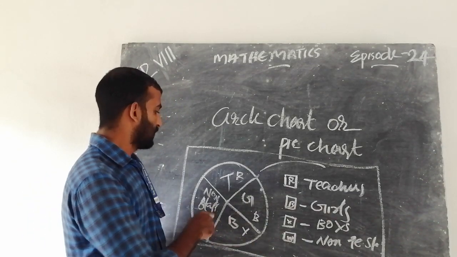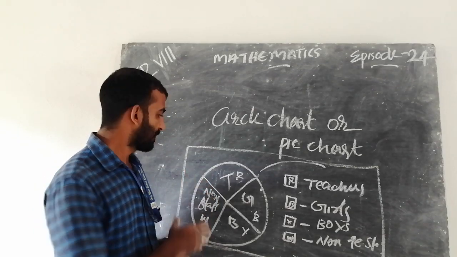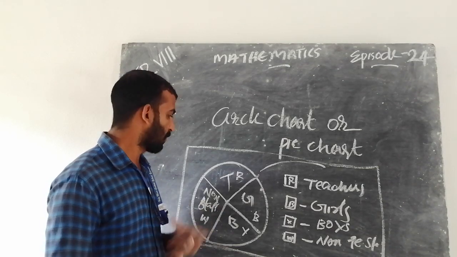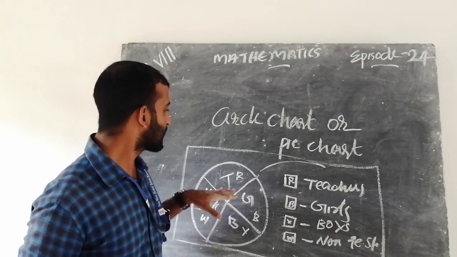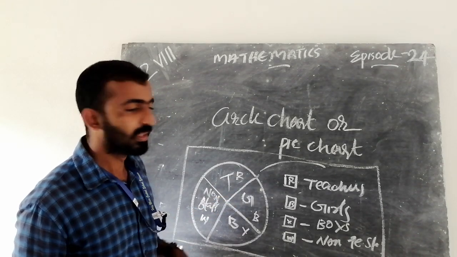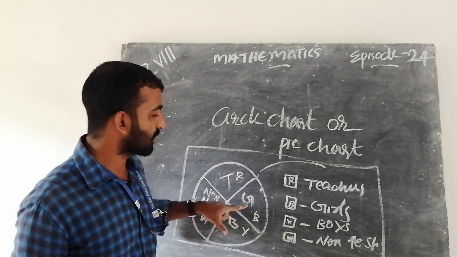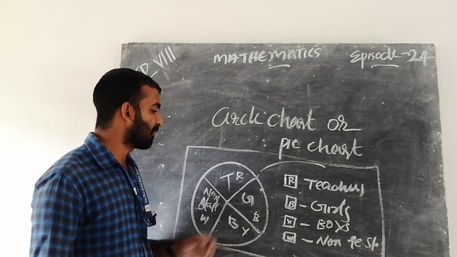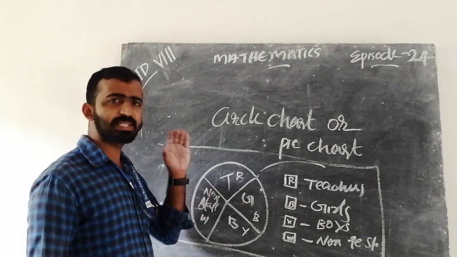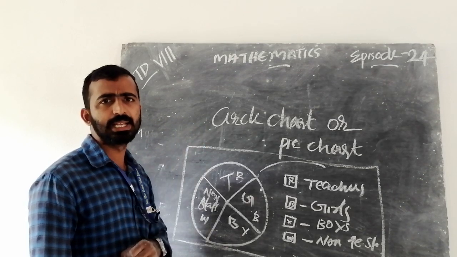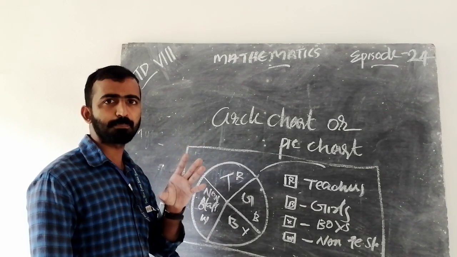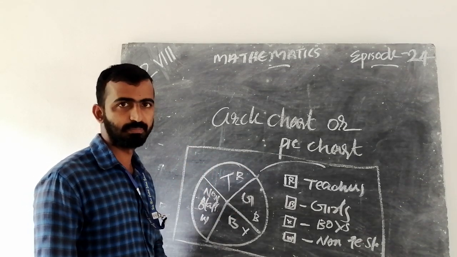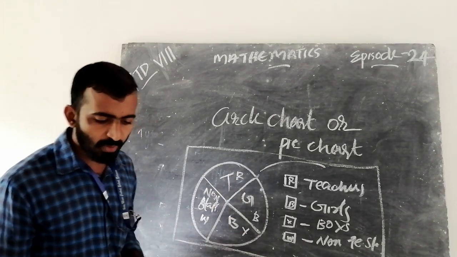Here, non-teaching staff sector is big, so in that school, the number of non-teaching staffs is greater. And next, teachers are greater than boys and girls. And third position goes to boys. That is, when we see a pie chart, we can analyze the sectors. The sectors are proportional to the information or data or activities. Is it? Yes.